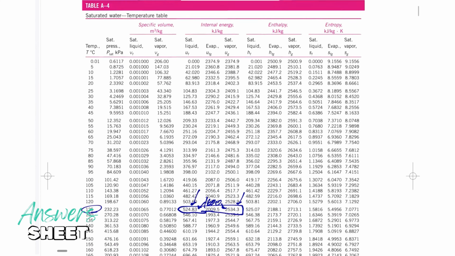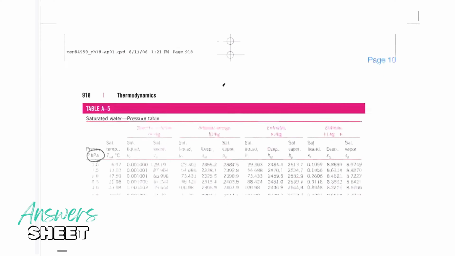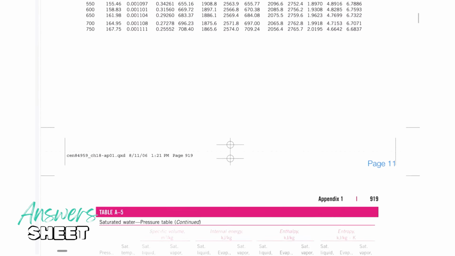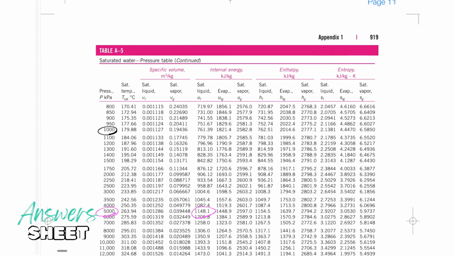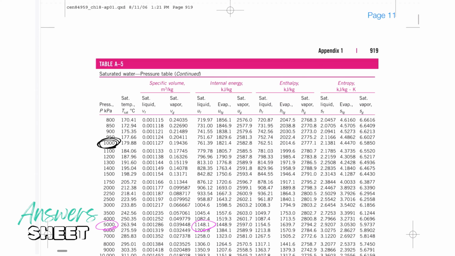Property tables, A5, it was 1,000 kPa. So here we are right here, 1,000 kPa. Let's see, my u values would be between 761 and 2582. My value was 2950. All right, it is too high, right? My u, my internal energy, is out of the range of this saturated table, and if it's too high, it is superheated, right? Remember, if your u is too high, it's superheated.